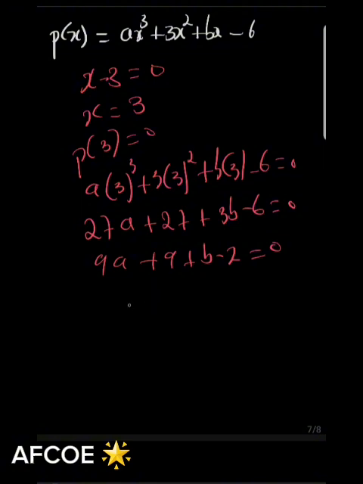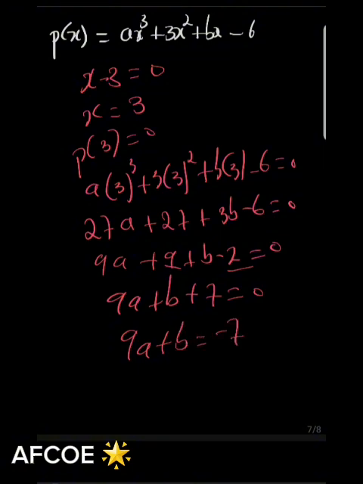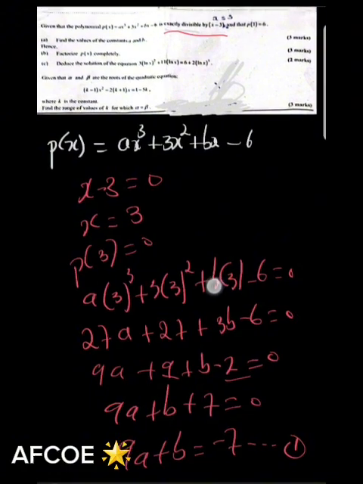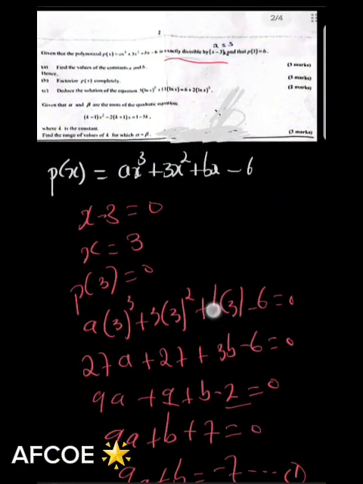So you now get, if you arrange it very well, 9a plus b, I can take this 9 minus 2. So we get 9a plus b plus 7 equals 0, and we get 9a plus b equals negative 7. So this is now what we call equation 1. That is the first equation that we have determined from the first info that we have been given. And I'm telling you that p of 1 equals 6. I think that was very straightforward.